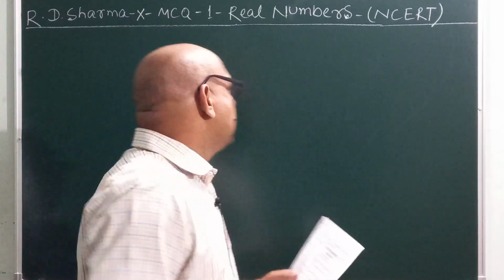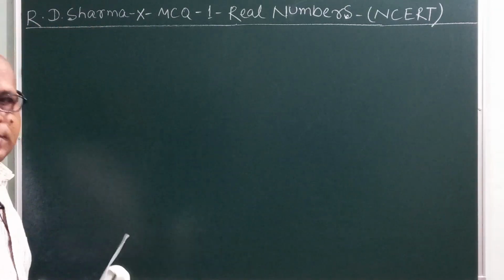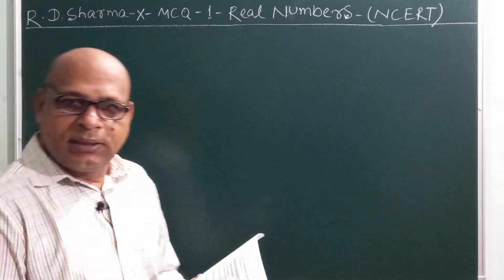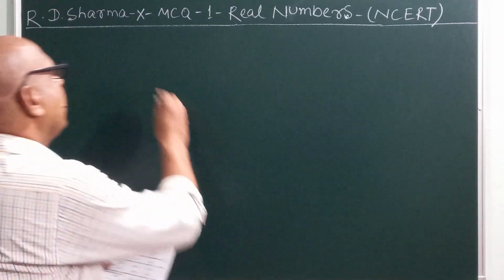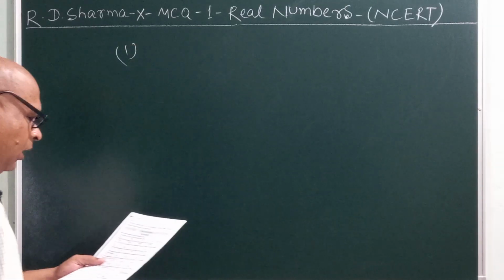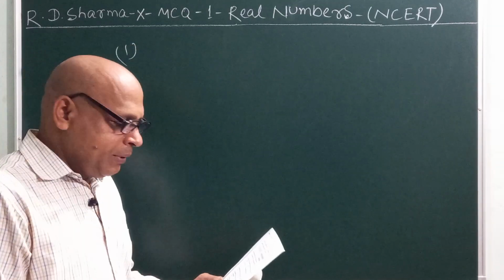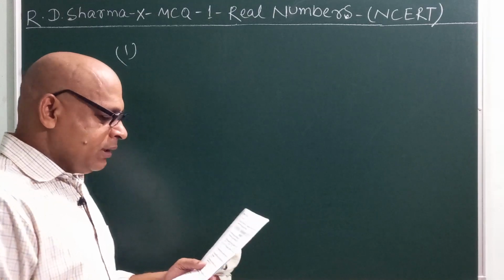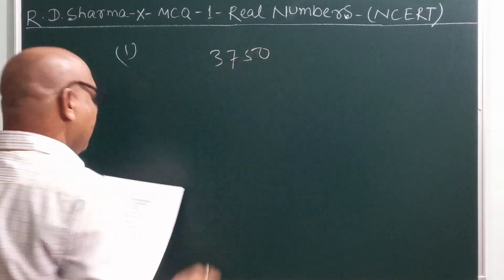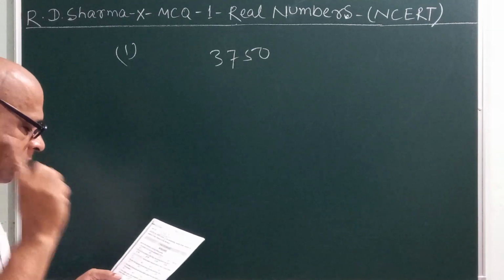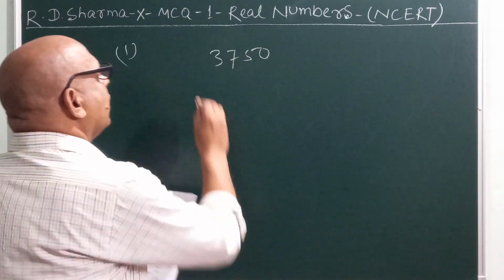Today's class is R.D. Sharma class X MCQ number 1, chapter Real Numbers, NCERT. Okay, let us start. Number 1. The exponent of 5 in the prime factorization of 3750. 3750. Clear? The exponent of 5 in the prime factorization.